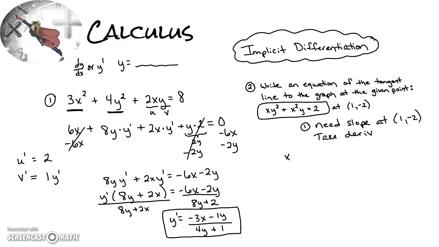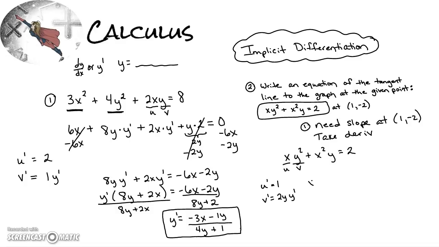So I'm going to recopy this. We have xy squared plus x squared y equals 2. Okay, we're going to have to do the product rule twice in this one. So right here, think of that as u, and think of this as v. So let's write this to the side again. U prime is just going to equal 1. V prime is going to be 2y y prime. And then we can piece that portion together.